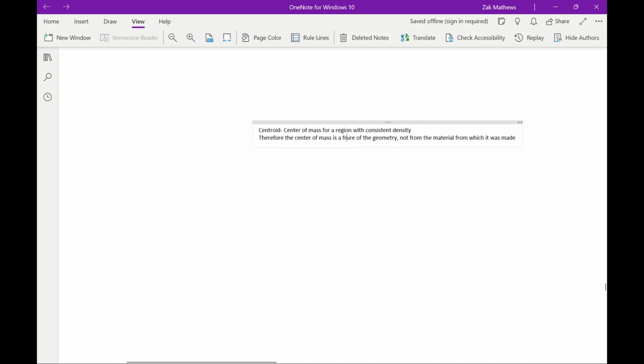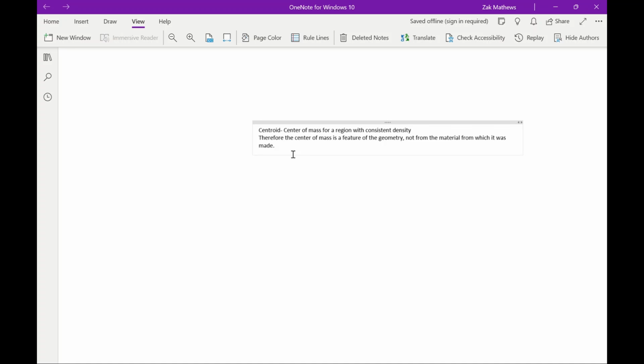What this means is, we have something consistent. So for instance, maybe we're cutting out a shape from a piece of paper. That paper has consistent density. It doesn't matter what the paper is made of. To find the center of mass, we can ignore the material. It's just looking at the geometric figure in front of us. It doesn't matter if we have that piece of paper or if instead we're cutting out a piece of tinfoil. No matter the material, the center of mass is a feature of the geometry, not of the material.